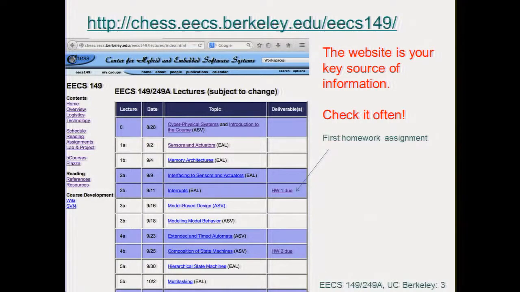You are going to get homework to do, and the first homework is due on 9/11. Sorry for the day, but that's it. And homework number one is about the topics that are covered in the next week.